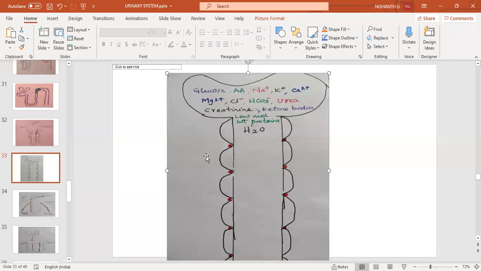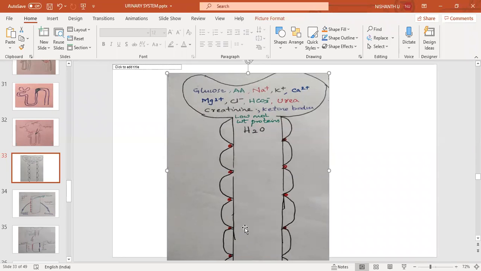So filtration is completed. Now the filtrate contains some important components. We just go through the components here: glucose, amino acids, sodium, potassium, calcium, magnesium, chloride, bicarbonate, urea, creatinine, ketone bodies, low molecular weight proteins, and most importantly, water. All these substances are present. Now it is supposed to move towards the proximal convoluted tubule.